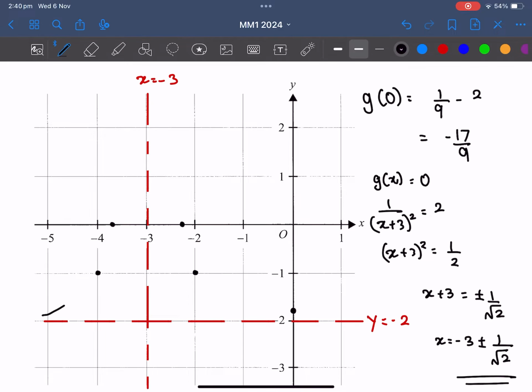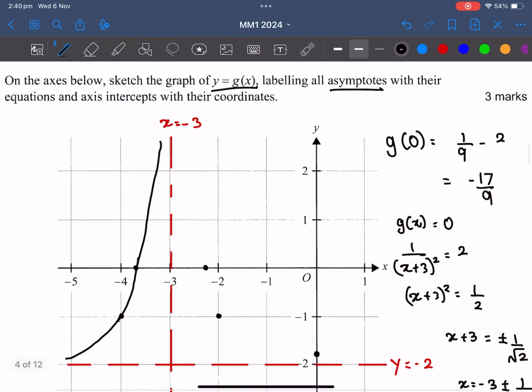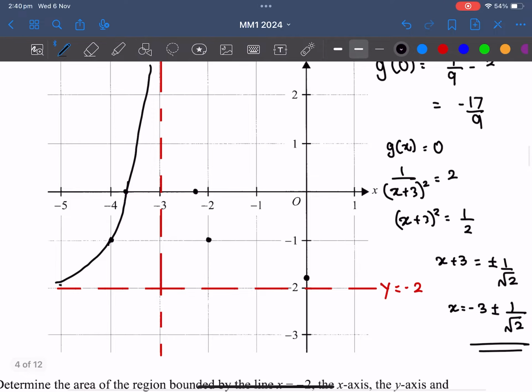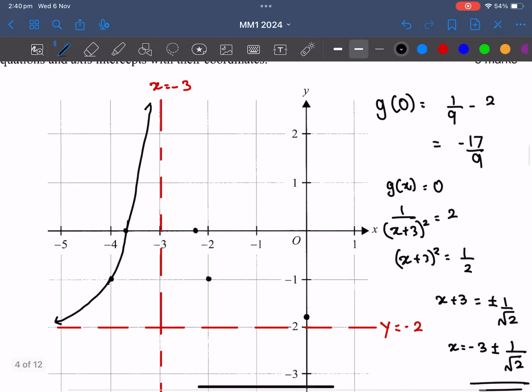So let us plot that. Like that. And this side is going to be a hard one. Is that in the domain? No. Okay, so we have to draw another arrow. Okay, like that.